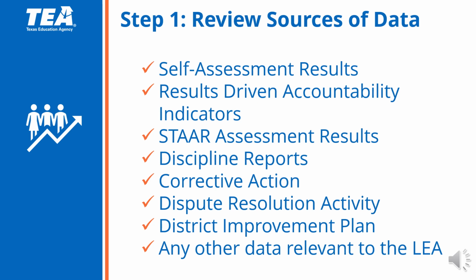Step 1. Review sources of data. In this step, the LEA will consider multiple sources of data to identify potential areas for continuous improvement. Examples of sources of data may include, but are not limited to, self-assessment results, results-driven accountability indicators, STAR assessment results, discipline reports, corrective action, dispute resolution activity, and district improvement plans. For each source of data, the LEA should consider a series of guiding questions to help identify whether the data indicates a potential area of need.